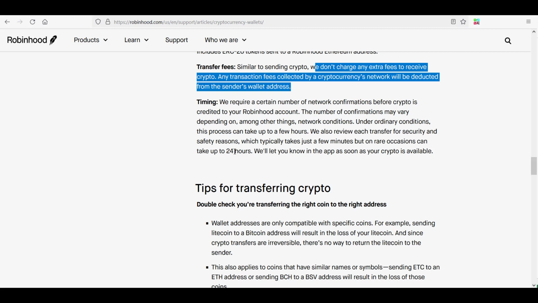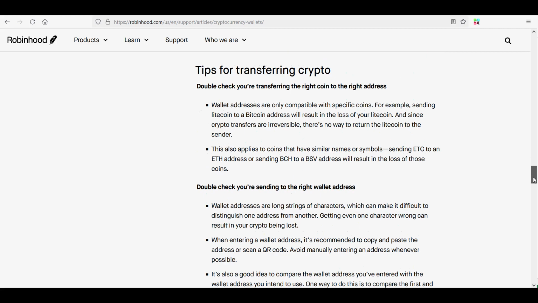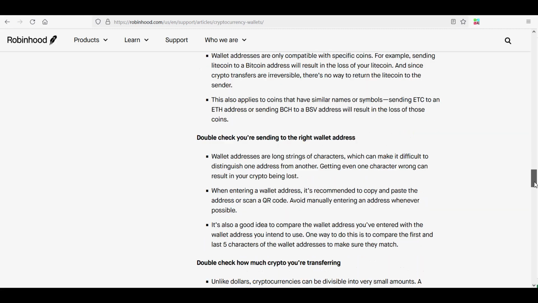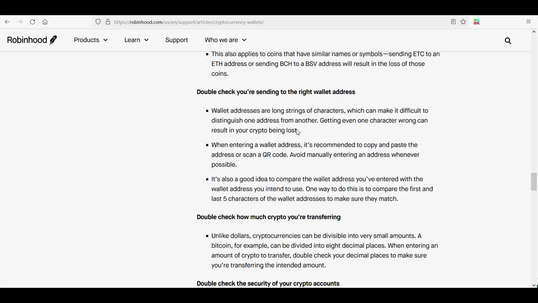Do I have access to my private keys? No. Robinhood corporate wallets secure all of our customers' coins, so Robinhood doesn't provide customers with the private keys to those wallets. What happens if I send crypto that isn't supported on Robinhood? Any unsupported coin sent to a Robinhood wallet address may be lost with no way to reverse the transaction.